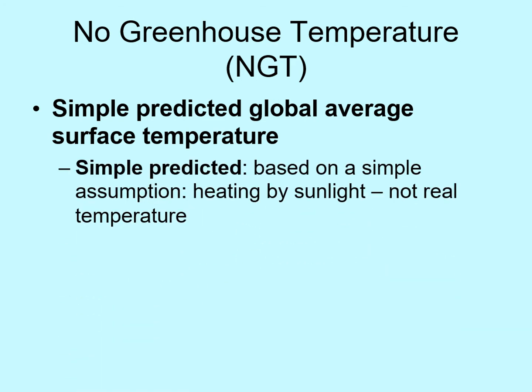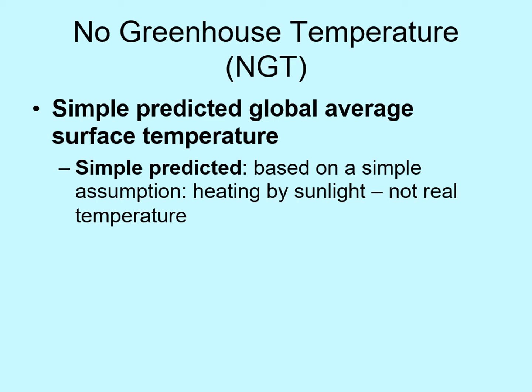When we say simple, predicted, we mean that it's based on a single, simple assumption that direct absorption of sunlight is the dominant heat source. The actual temperature on the surface of a world may be quite different from this if this assumption doesn't actually hold. As we'll see later on, a planet with substantial greenhouse warming can have a much higher temperature than this.